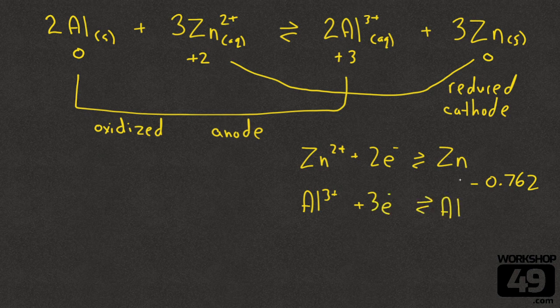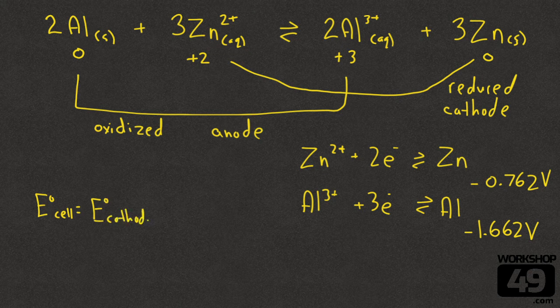Becomes aluminum metal. And this one is going to have a standard reduction potential of negative 1.662, and these are volts. And to finish it off, our standard cell potential is equal to the standard reduction potential of our cathode, which we looked up in a table, which we got by determining what was reduced. Subtract the standard reduction potential of our anode, which we looked up in a table, which we figured out because we looked at which substance had an increasing oxidation number, which meant that it was oxidized.